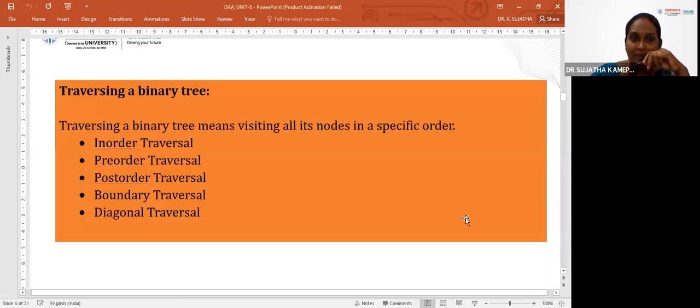Coming to the tree traversal techniques. What is meant by traversing a binary tree? Traversing a binary tree means visiting all its nodes in a specific order. There are different ways of traversing a tree depending upon the order in which the tree's nodes are visited and the type of data structures that we are using for traversing the tree. The major traversal techniques are in-order traversal, pre-order traversal, post-order traversal, boundary traversal, and diagonal traversal. We are going to see each traversal technique one by one.